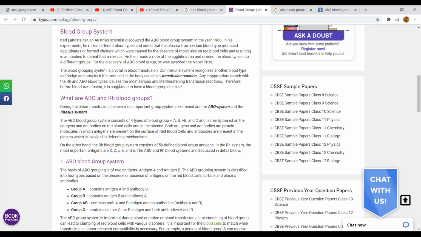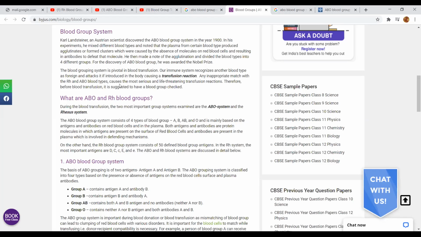And it is mainly based on what? It is mainly based on the antigens and the antibodies on the red blood cells and in the plasma. Both antigens and antibodies are protein molecules, in which the antigens are present on the surface of the red blood cells and antibodies are present in the plasma, which is involved in defending mechanisms. So what do we understand here? That in one particular blood, you will find the presence of both antigens and antibodies. The antibodies will be for yourself and the antigens will be for others.